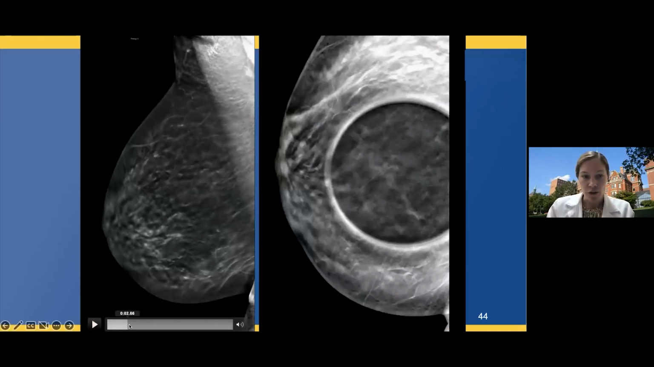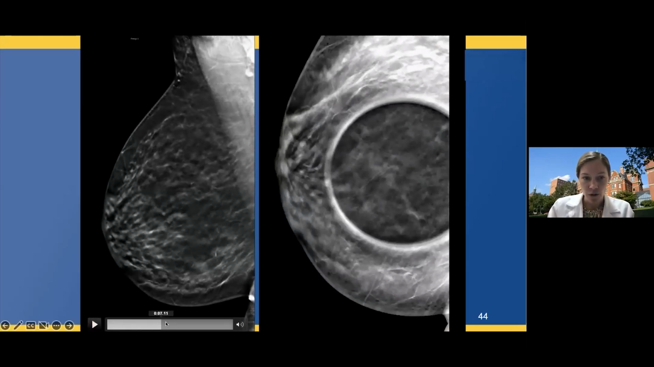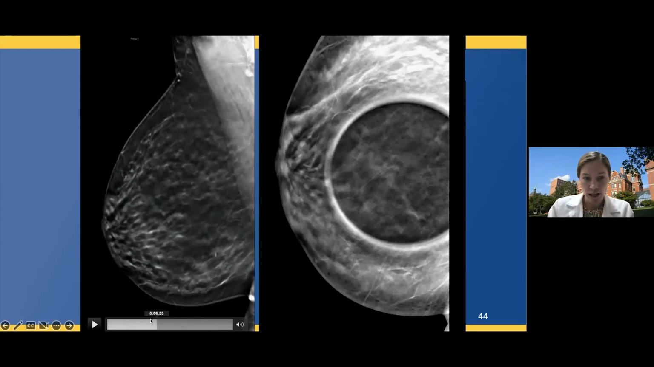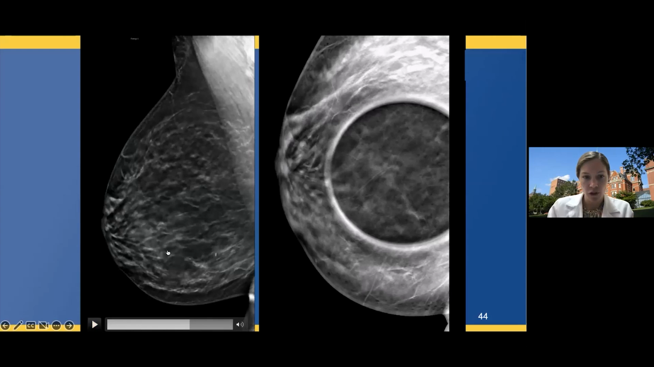I'm going to show now the 2D images. I'm going to scroll through and see if we can appreciate any distortion. I'm going to circle. This is where the finding was on the 2D image.